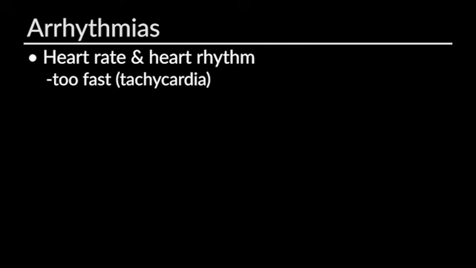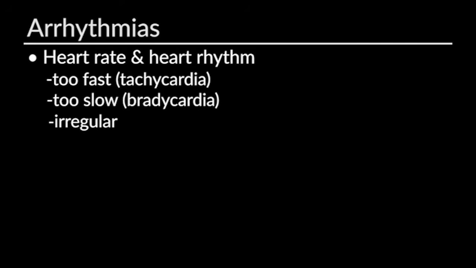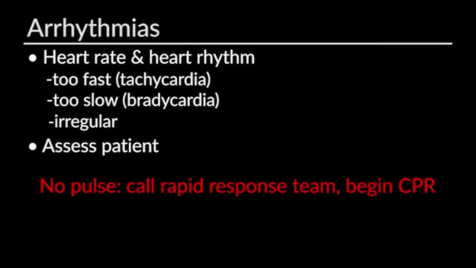Arrhythmias. During an arrhythmia, the heart can beat too fast, too slow, or with an irregular rhythm. Once an arrhythmia is noted, it is important to first assess if the patient is tolerating the rhythm. Do they have a pulse? If there is no pulse, immediately call the rapid response team and begin cardiopulmonary resuscitation.